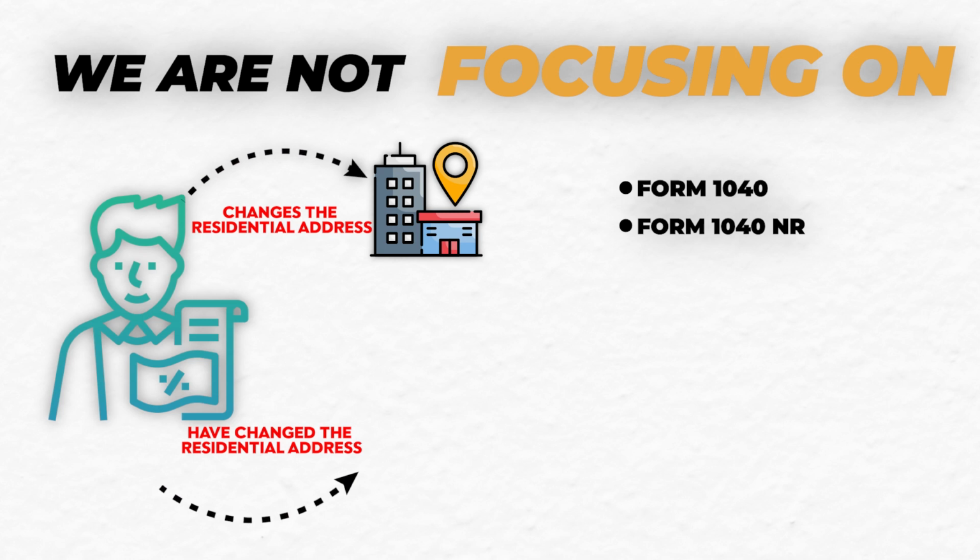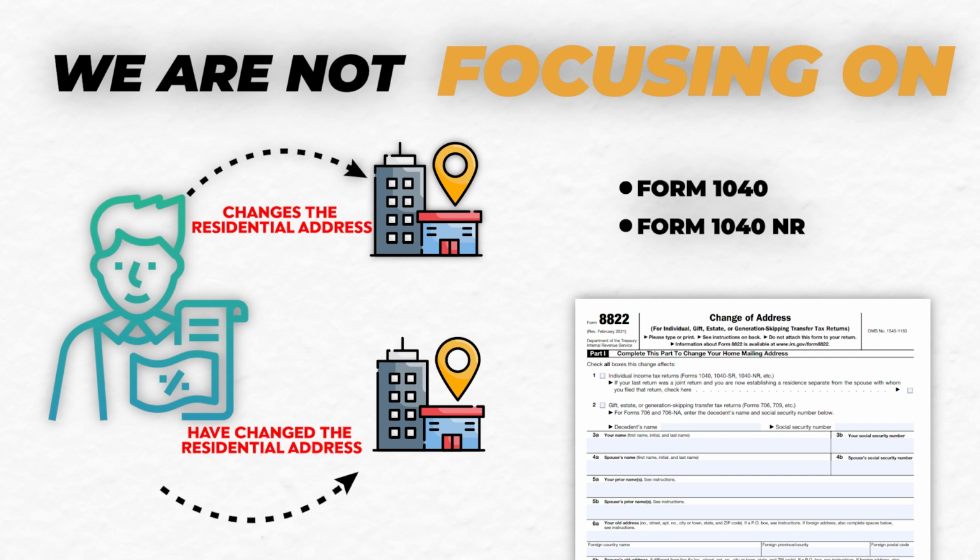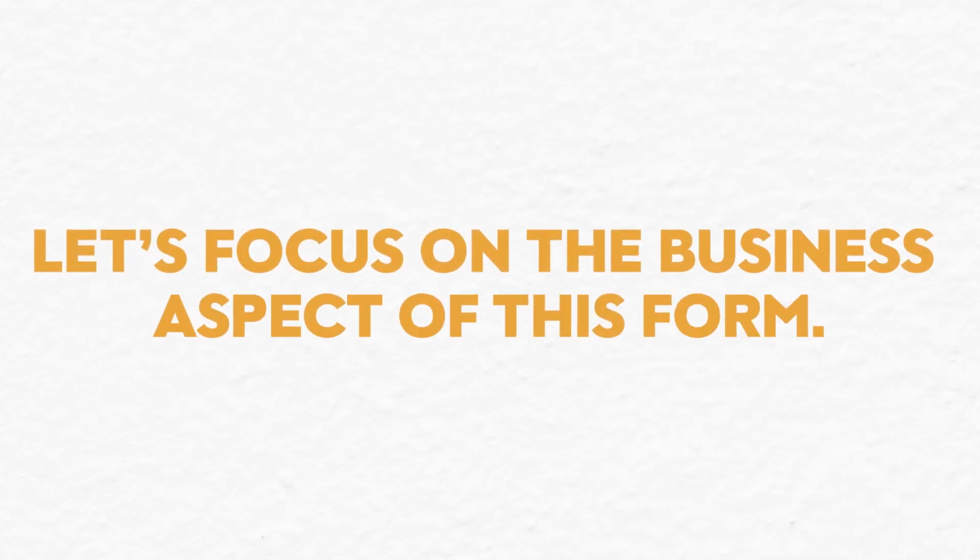If you're an individual that has changed your address, you will not be using this form, okay? You will be using a different version of this form, but it is Form 8822 without the B. Okay, individual taxpayers include sole proprietors and those that are filing 1040 and 1040-NR. So with that out of the way, let's focus on the business aspect of this form.